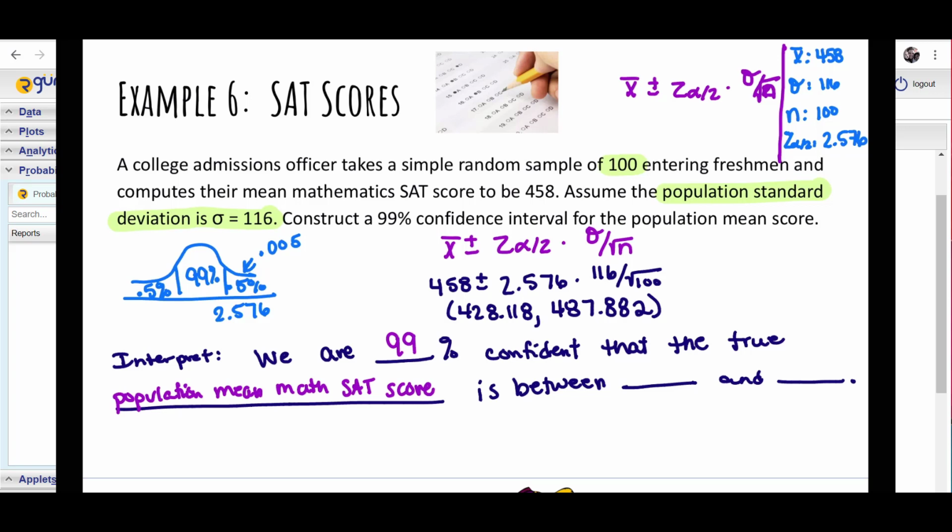A college admissions officer takes a simple random sample of 100 entering freshmen and computes the mean mathematics SAT score. So we are 99% confident that the true population mean math SAT score is between 428.118 and 487.882. And because it's a score on a test, there's no units we need to add there. So there is our sentence. Yay!